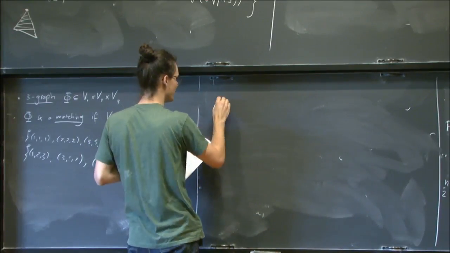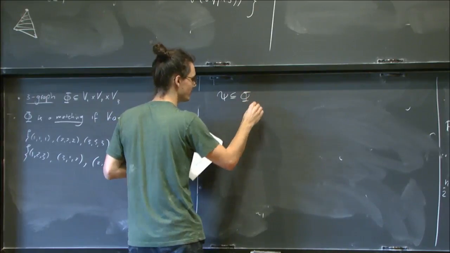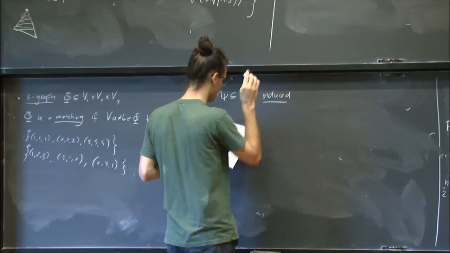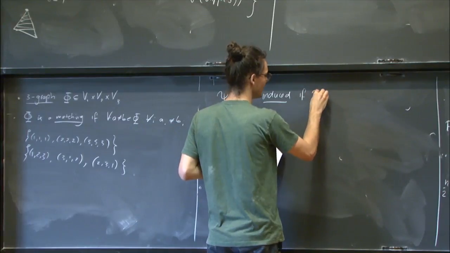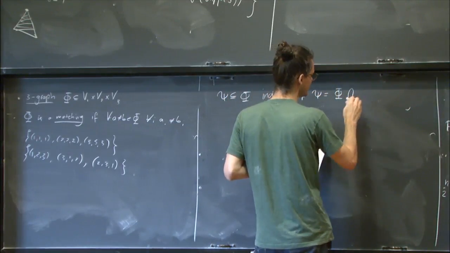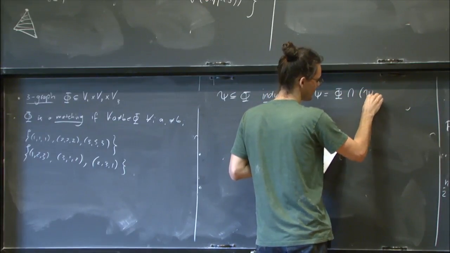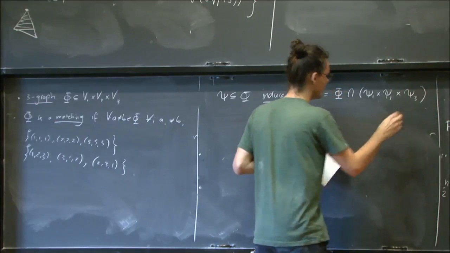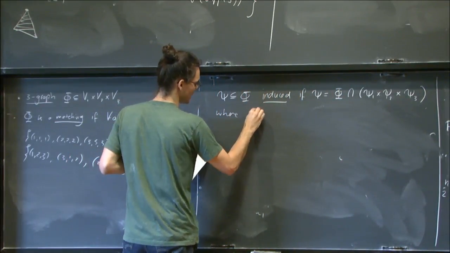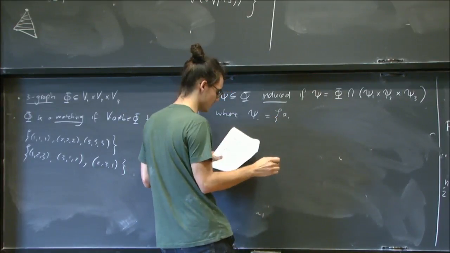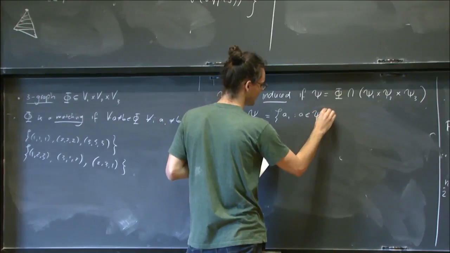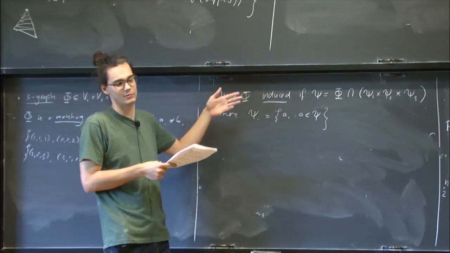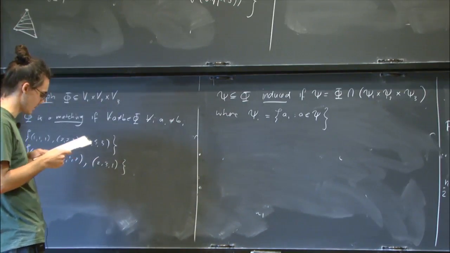Now, say Psi is a subset of Phi, and Phi is a 3-graph. When is Psi induced? Well, it's induced if we can obtain Psi from Phi by intersecting Phi with these marginal sets, Psi_1, Psi_2, Psi_3, where Psi_i is just all the ith elements of any element in Psi. I go over all elements in Psi and check the ith coordinates. You know this from graph theory, like an induced subgraph. This is like an induced 3-graph.